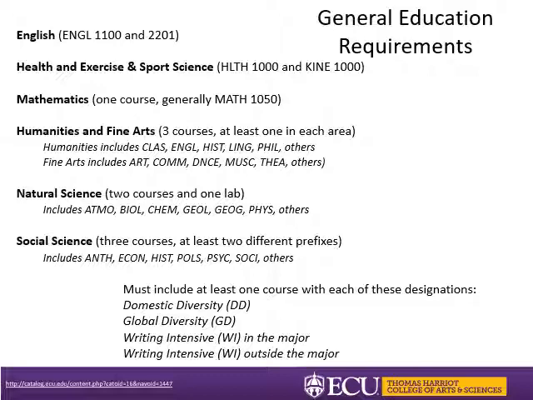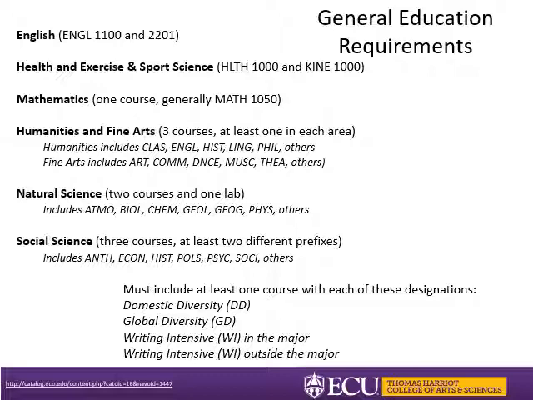The third group is social science, and here you'll take 3 courses with at least 2 of them with different prefixes. These may include anthropology, economics, history, political science, psychology, sociology, and some others. It's important to note that these will need to include at least 1 course with each of 4 special designations. And those are domestic diversity, global diversity, writing intensive in the major, and writing intensive outside the major. So as you see, you'll want to choose your gen ed courses carefully to satisfy the different area requirements.